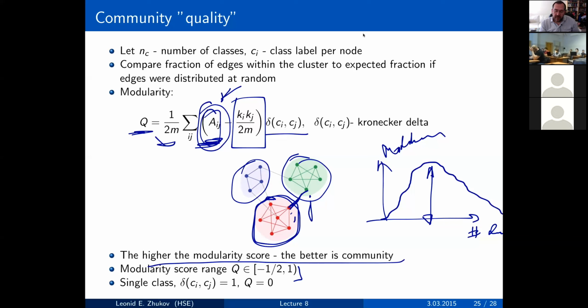So what we can do is, while we're removing those edges, we can monitor the values of modularity. And when we detect that we pass the peak, we can stop. And that will be the best quality clusters. Now, this is just one of the possible metrics, and again, we'll discuss more metrics to deal with clusters next time. But this one is quite popular.